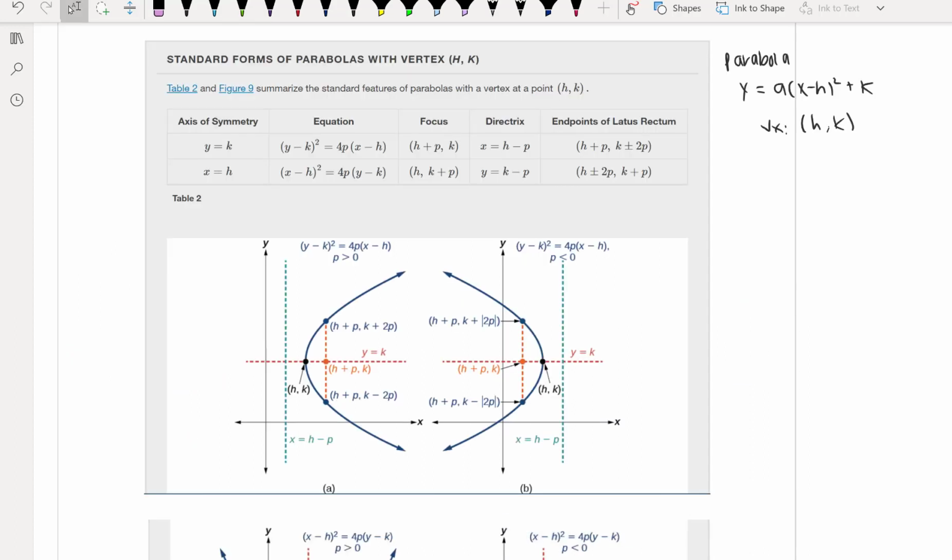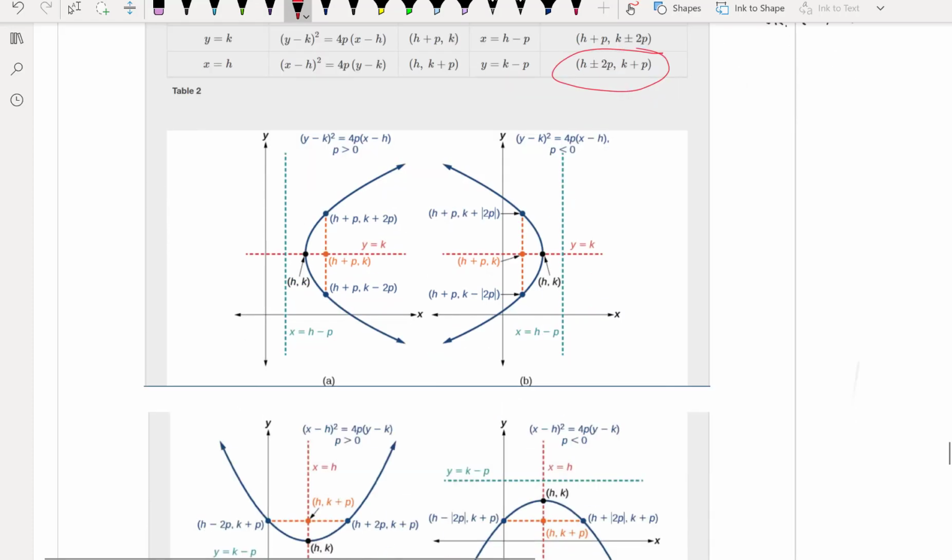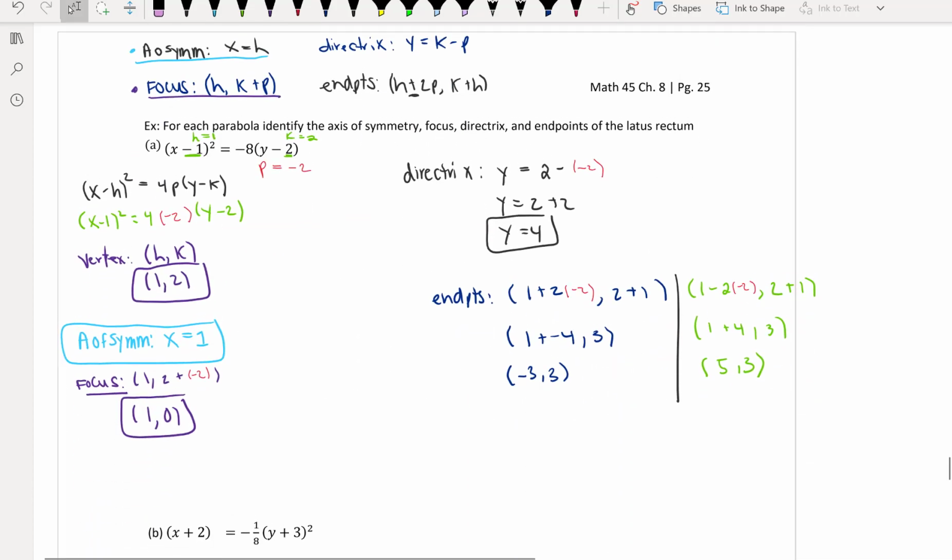And you guys, I'm looking at this and I'm just making sure I wrote this down right. So this is what I was looking for my endpoints. It's h plus or minus 2p, comma k plus p. And so when I'm looking at this for my endpoints, it looks like I actually wrote it incorrectly. And that happens in math sometimes, and that's okay. I don't have to be perfect. So I know it should have been my h plus or minus 2p, but then here this is what it should have been. It should have been k plus p.